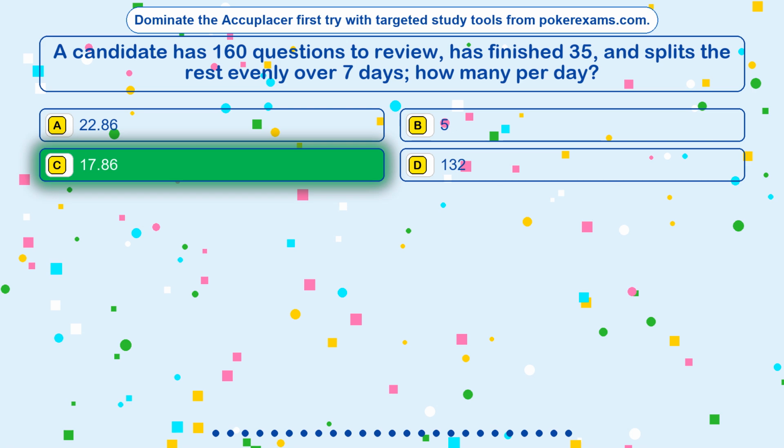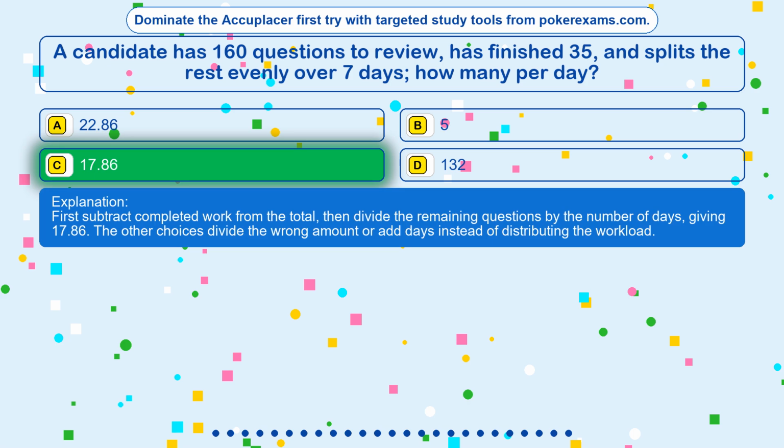The correct answer is option C, 17.86. First subtract completed work from the total, then divide the remaining questions by the number of days, giving 17.86. The other choices divide the wrong amount or add days instead of distributing the workload.